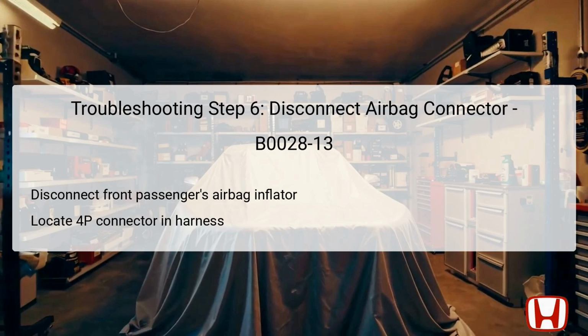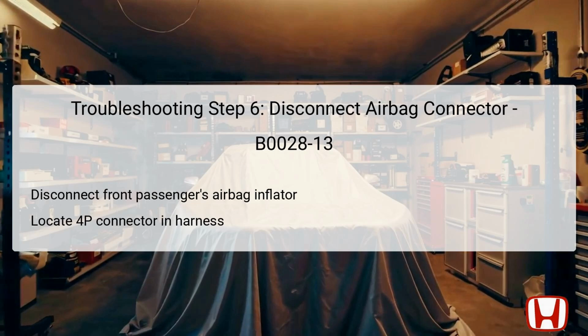In the sixth step, the technician must disconnect the front passenger side airbag inflator 4P connector. This connector is a critical link between the airbag and the vehicle's wiring harness. Disconnecting it prevents any potential issues during testing. The inflator is located in the area of the front passenger seat, and accessing this connector is essential for further diagnosis of the airbag circuit.